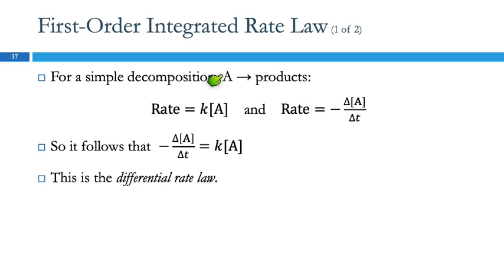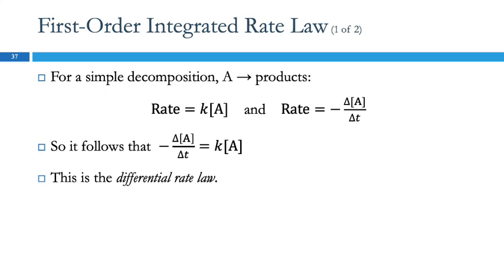So here you would take 1 over the coefficient, 1 over 1, it's not written. For a reactant, you have a negative, and then it's the change in concentration over the change in time. So if the rate equals this and the rate equals that, then these two things have to be equal, right? So negative delta A over delta T must equal k times the concentration of A. This is called the differential rate law, and here integrated and differential, those are terms that are used in calculus. And these are directly related to calculus.